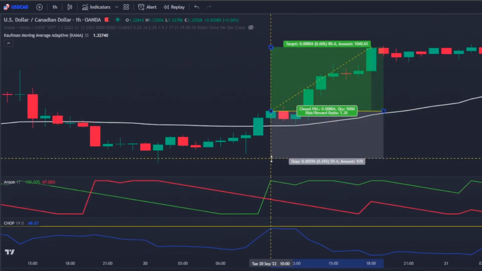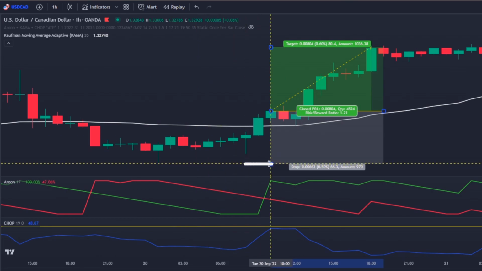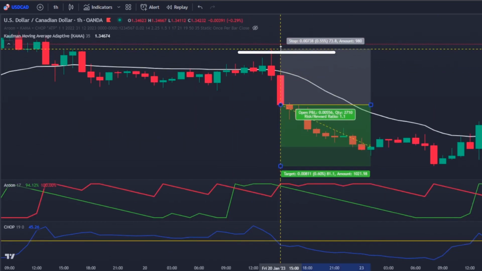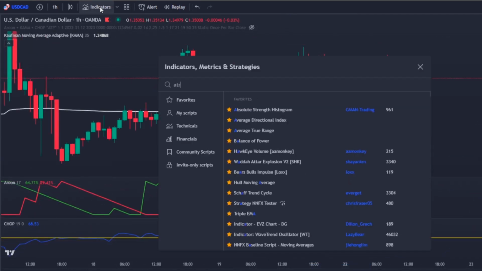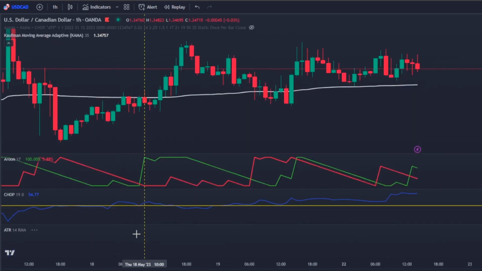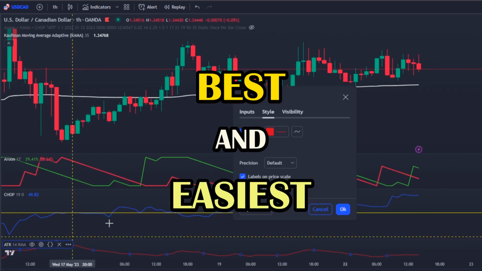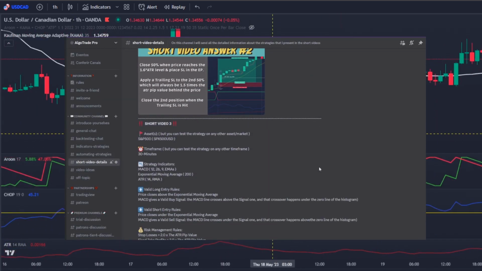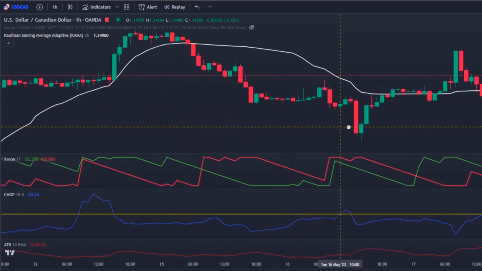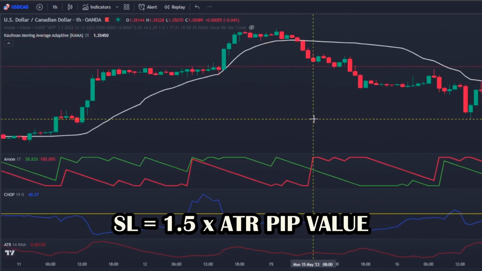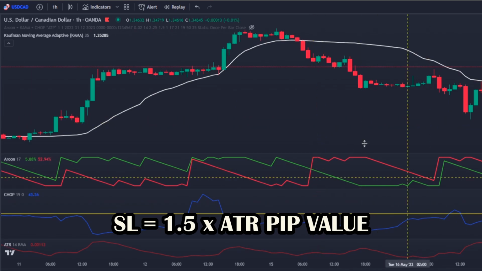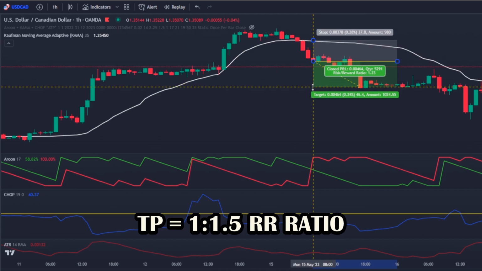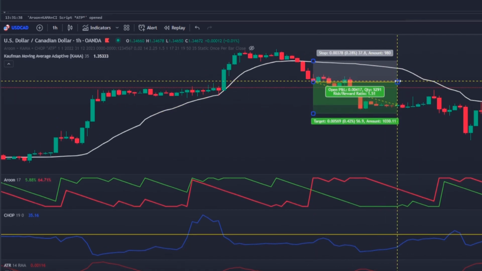For the strategy's risk management, you can place the stop losses on the last swing lows for long positions or on the last swing highs for short positions, but I will use the ATR indicator to place them, because for me it's the best and easiest method to do it, and I use it in almost every strategy I share in my free Discord channel. So for this strategy, I will use the formula 1.5 times the ATR pip value to place every stop loss, and the take profits will always be on the 1 to 1.5 risk to reward zone.